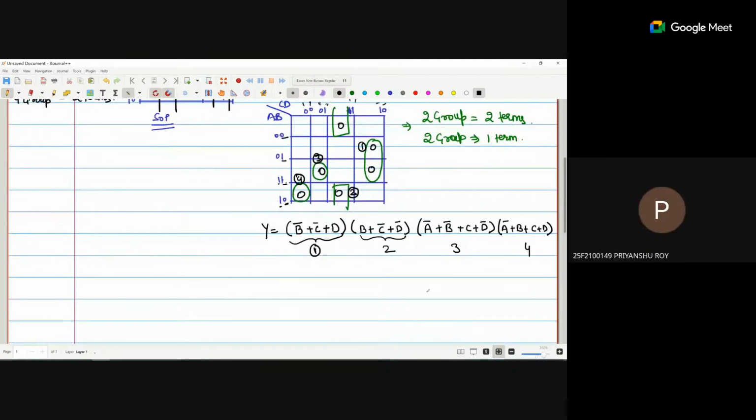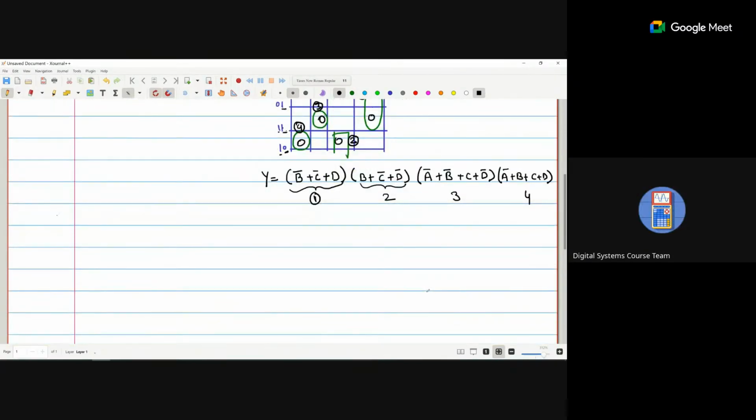Now in a similar form, for example, Y(A,B,C,D) is equal to pi m of 0, 2, 4, 8, 10, 11, 13, and 15 is given. Either you can write in SOP form or POS form; you have to check the options.